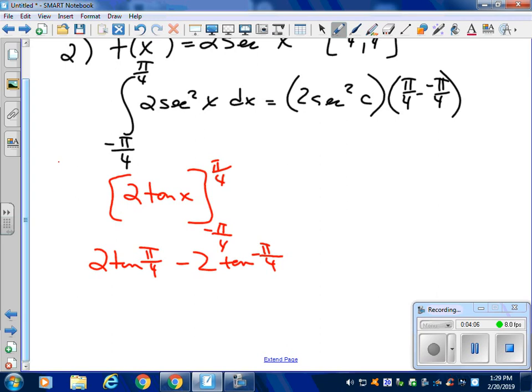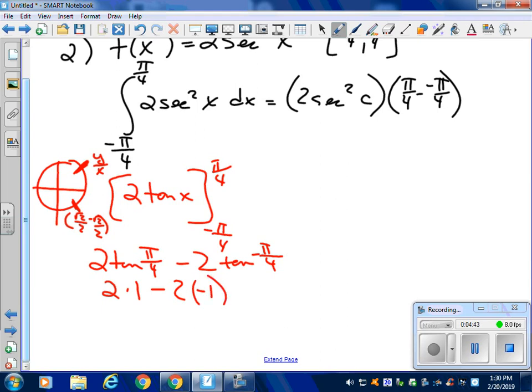Now, what is the tangent at pi over 4? Remember, tangent's here in the middle. Right, because it's y over x, and y over x when they're both the same number when they're fourths. So it's going to be 2 times 1. And then what would it be down here at negative pi over 4? Considering that it's the square root of 2 over 2 and negative square root of 2 over 2. That's right. That's the only difference between being quadrant 1 and quadrant 4, is it going to be positive or negative? And this one's going to be negative 1. So that's going to be 2 plus 2, which is 4.